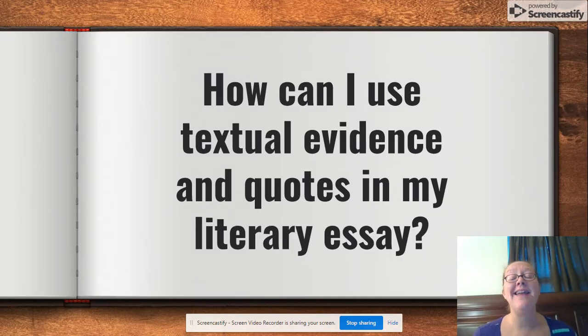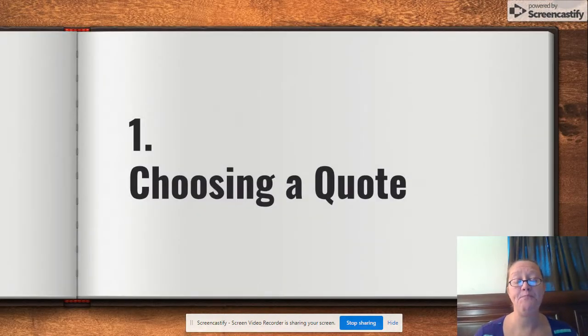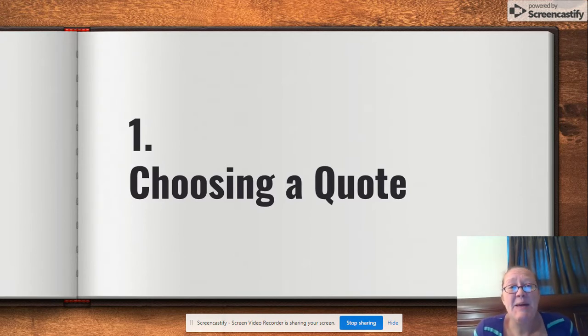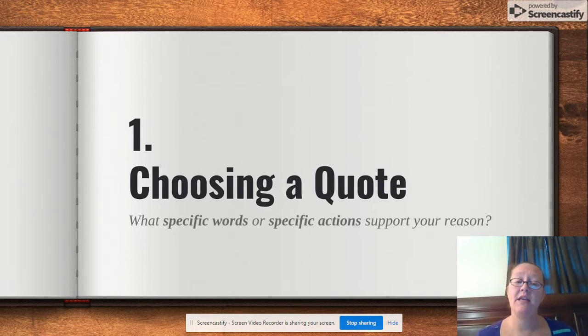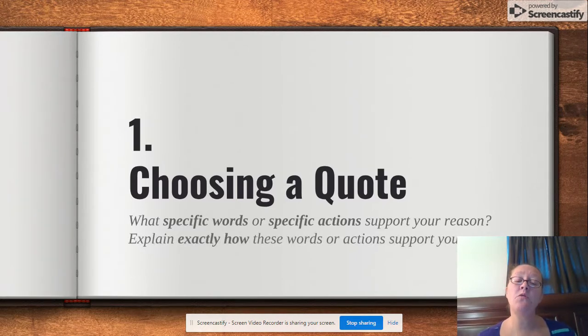Today, we're going to look at not only how we can use them, but how we can choose the right quote as well. So the first thing you need to do is make sure you have a good quote. I could have had Dumbledore say, welcome to Hogwarts. That's a quote that he says, but it doesn't really have the same meaning or pack the same punch that the quote I chose did. So you want to think about what specific words or specific actions in your text support your reason. That will help you find the right quote. You also want to make sure that you can explain exactly how that quote supports your reason.